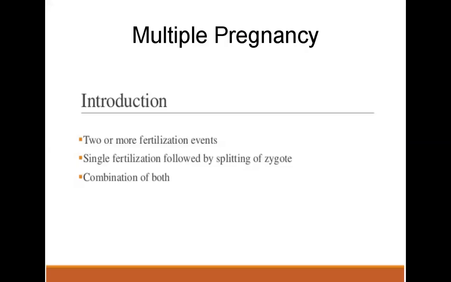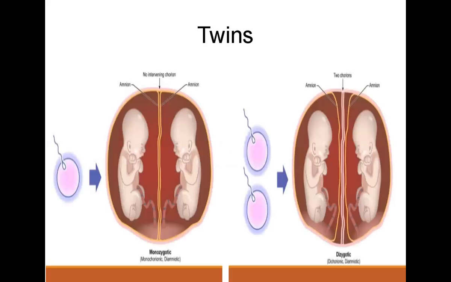Then sometimes more than one pregnancy occurs, and then it is a twin pregnancy. In that situation, two or more fertilization events take place, or a single fertilization followed by splitting of the zygote, or there may be some combination of both. That comes under multiple pregnancy. So in twins, there may be monozygotic twins or dizygotic twins.